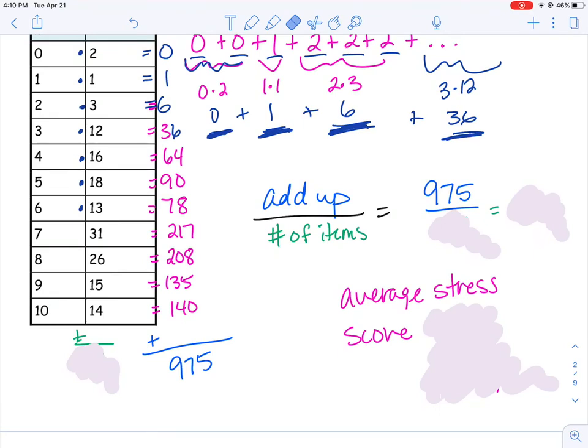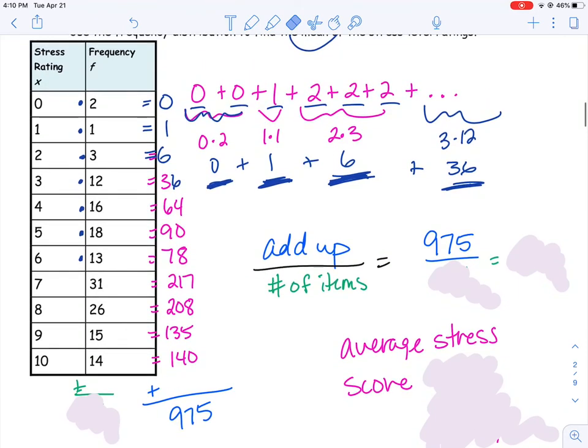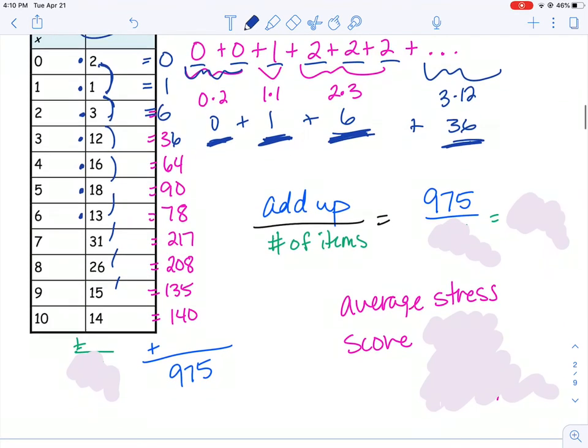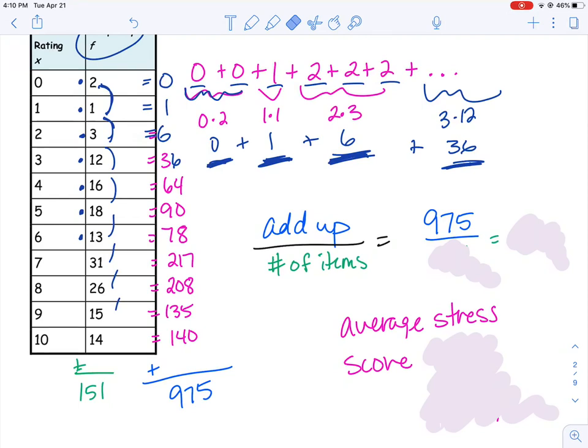Now I've got to divide by however many students there were. How many scores did I have? How am I going to figure out how many students I surveyed? Remember, the frequency gives us how many people said each score. So I should be able to add up all of these to figure out how many students I surveyed. 2 plus 1 is 3, 3 plus 3 is 6, and so on. I ended up getting a total of 151 people in my survey. I add up all the scores, that's 975, and I divide by 151, the number of students in my survey, to get my mean or my average. I ended up with 6.47.